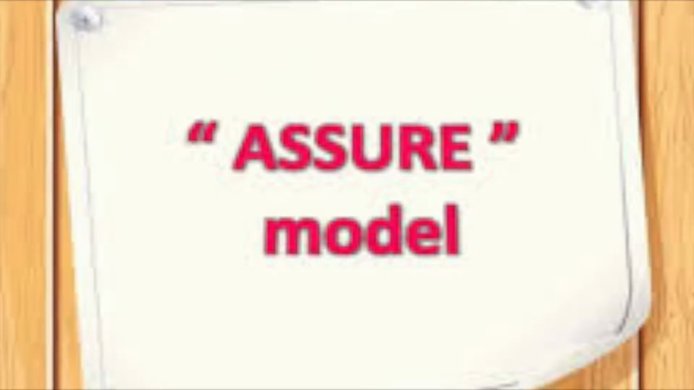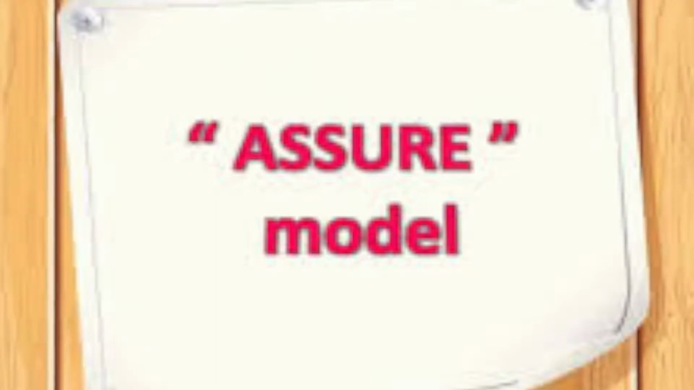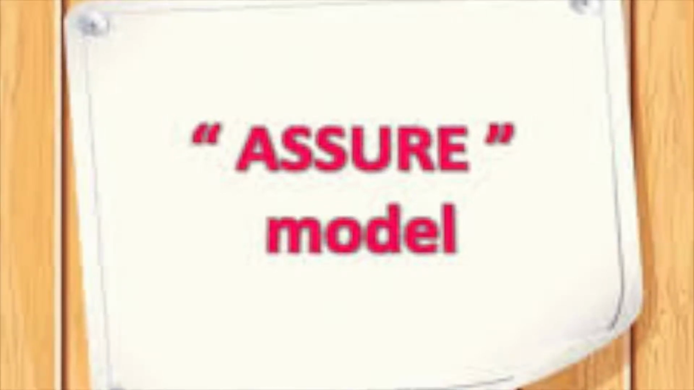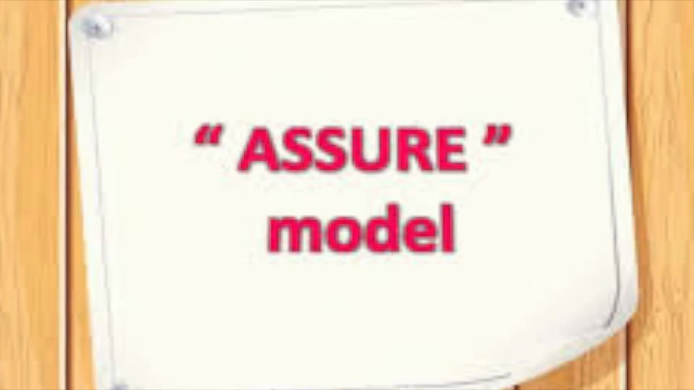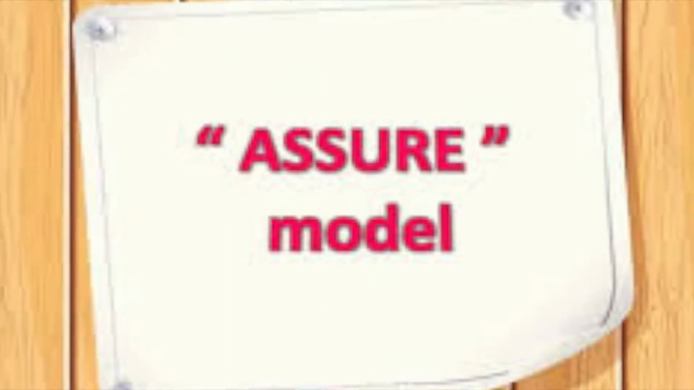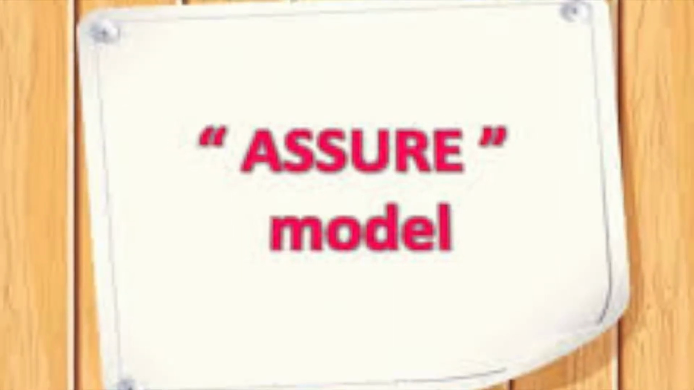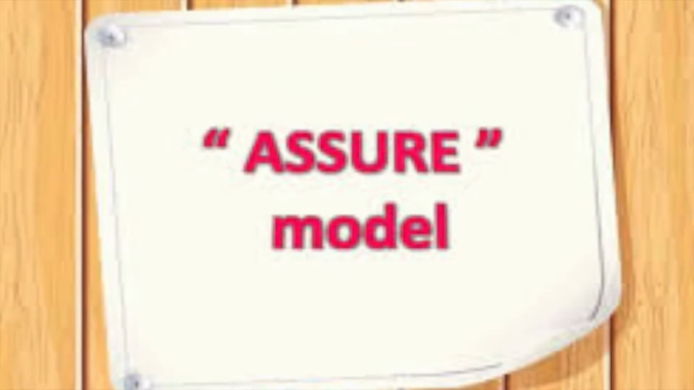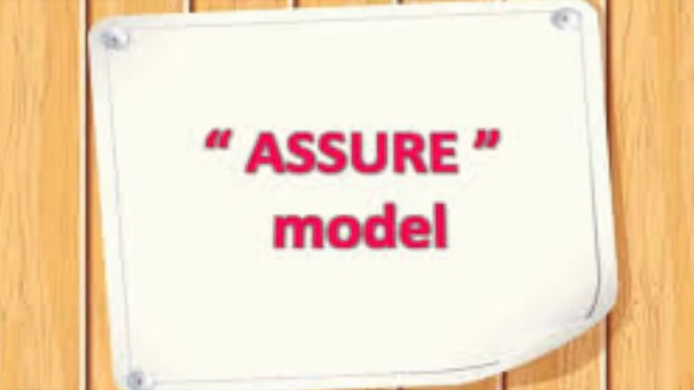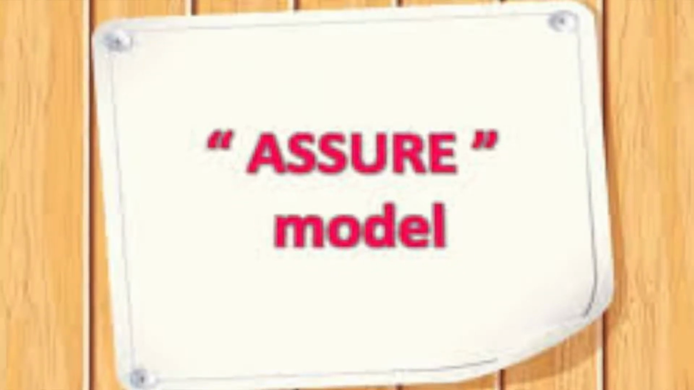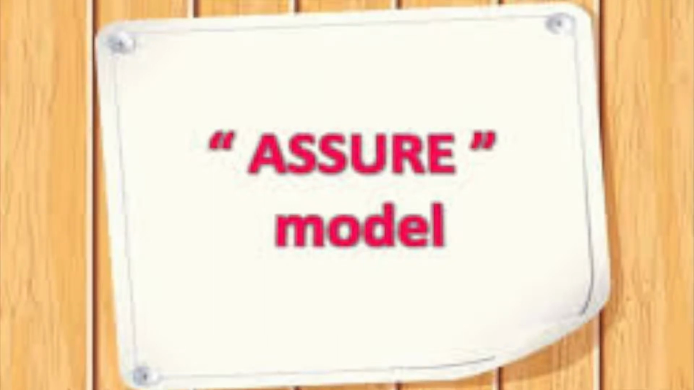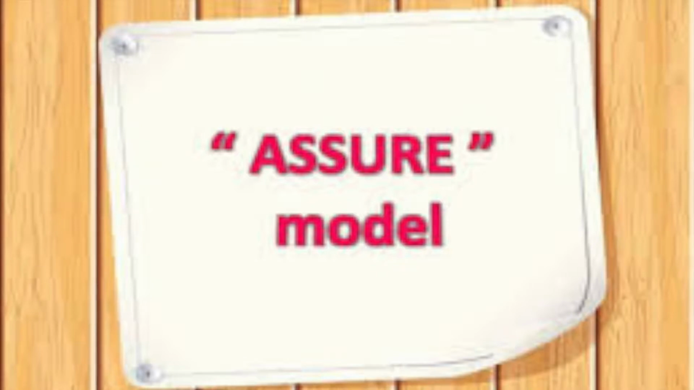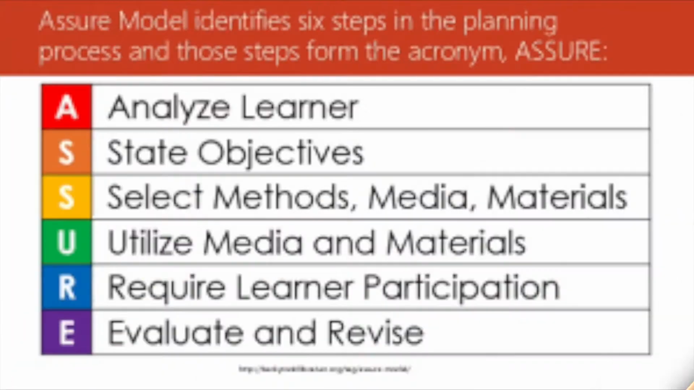The instructional design model I have chosen for my interactive learning module is the ASSURE model. It was developed by Heinich, Molenda, Russell, and Smaldino and is based on Gagne's 9 events of instruction. ASSURE is an acronym for Analyze Learners, State Objectives, Select Media and Materials, Utilize Media and Materials, Require Learner Participation, and Evaluate and Revise. I will now go into more detail about each step of the design model.